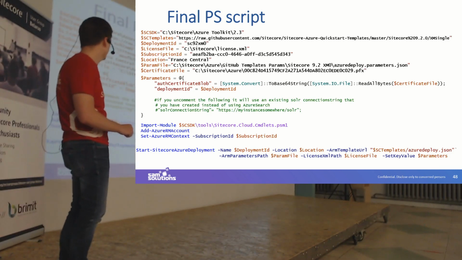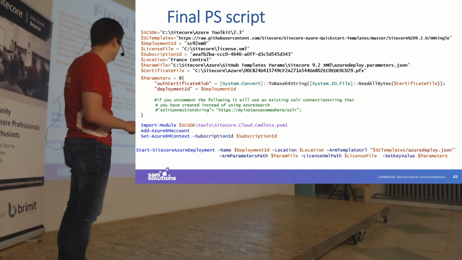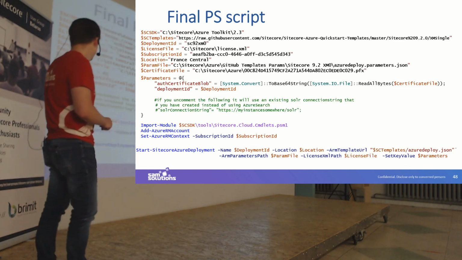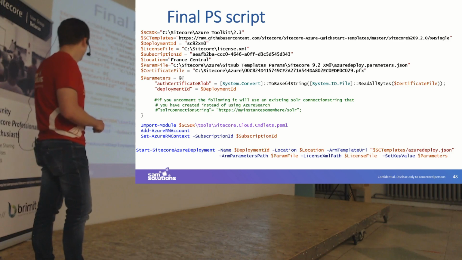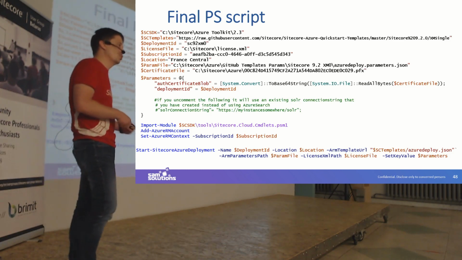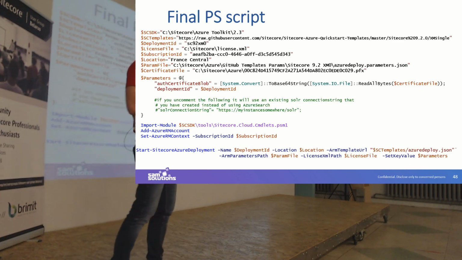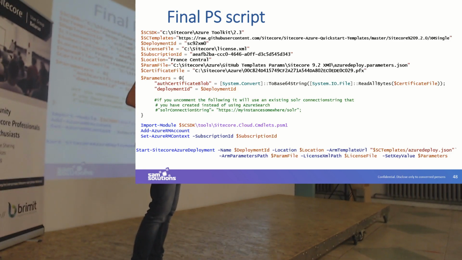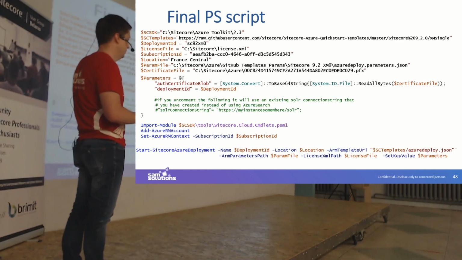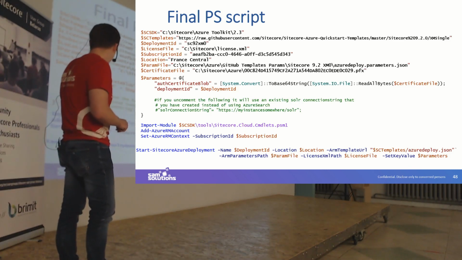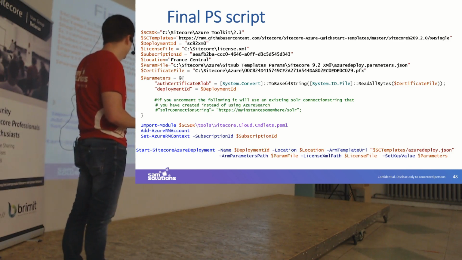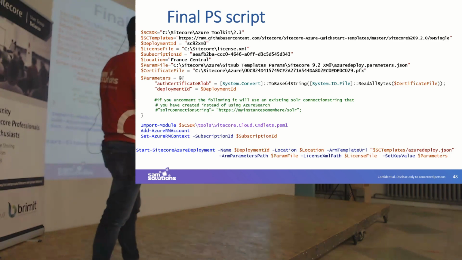Here we also import our module. These are PowerShell cmdlets. We also need to add the Azure RM account. When we execute it, Microsoft will ask us to log in, and we add a subscription ID for that. And here you can see our final command we would like to execute with the parameters we predefined.